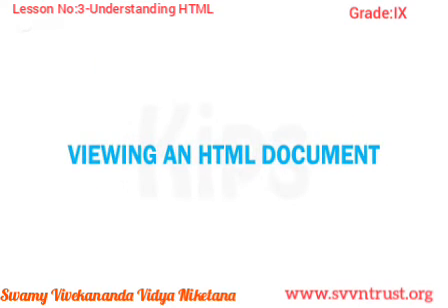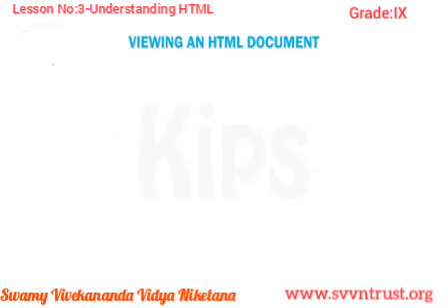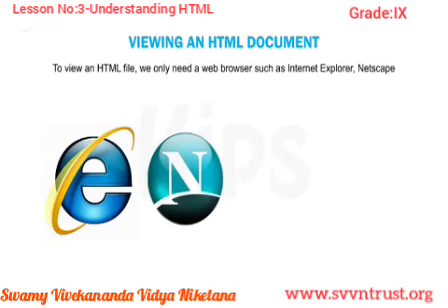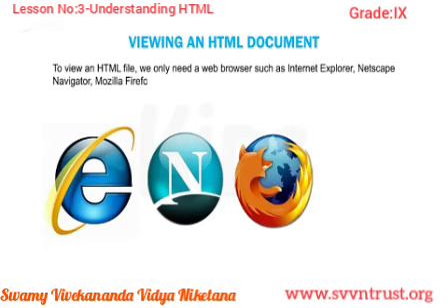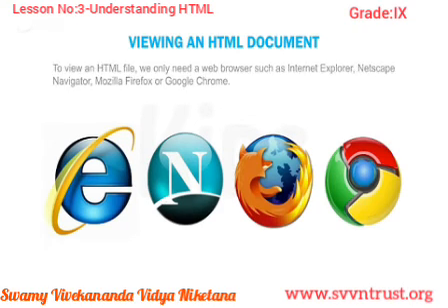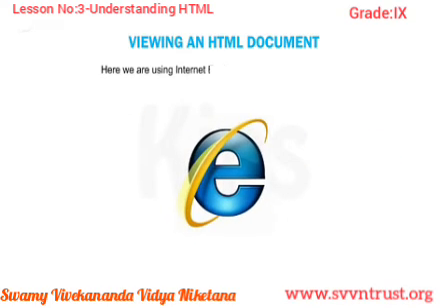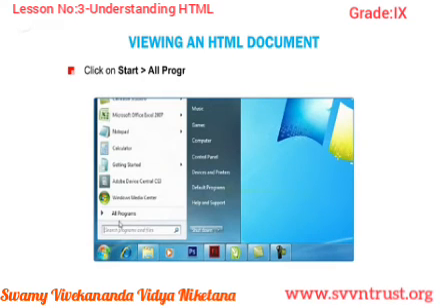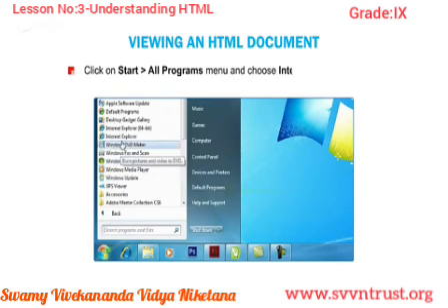Okay, we shall now learn how to view an HTML document. To view an HTML file, we only need a web browser such as Internet Explorer, Netscape Navigator, Mozilla Firefox, or Google Chrome. Here we are using Internet Explorer as it is a part of Windows. To view your first web page, follow these steps. Click on Start, then go to All Programs menu and choose Internet Explorer option.